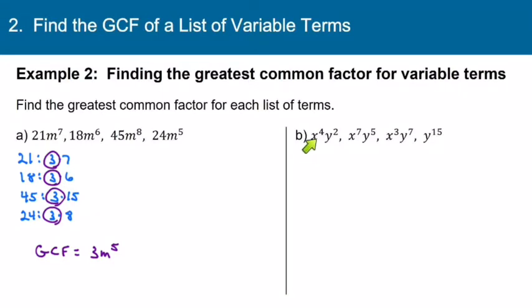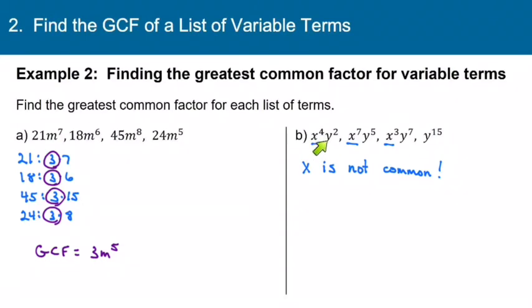So this term contains x to the 4th, then we have x to the 7th, x to the 3rd, and this last term does not contain an x factor at all. So it turns out that x is not common to our terms, and therefore x will not be part of the GCF. Now let's look at the y's.